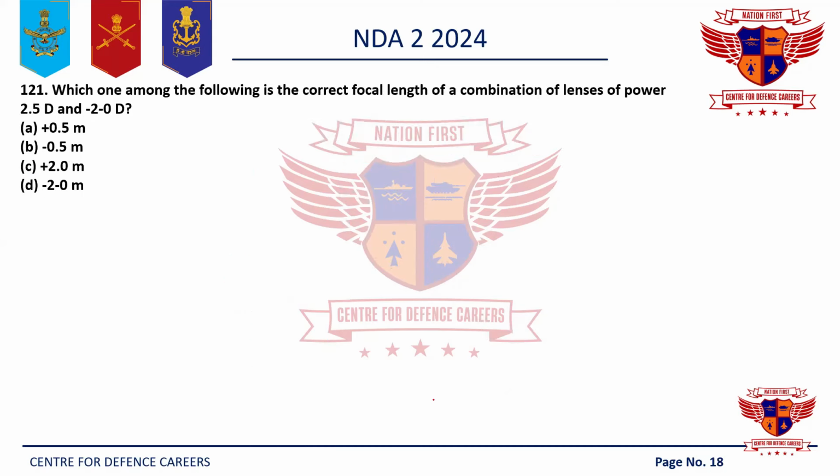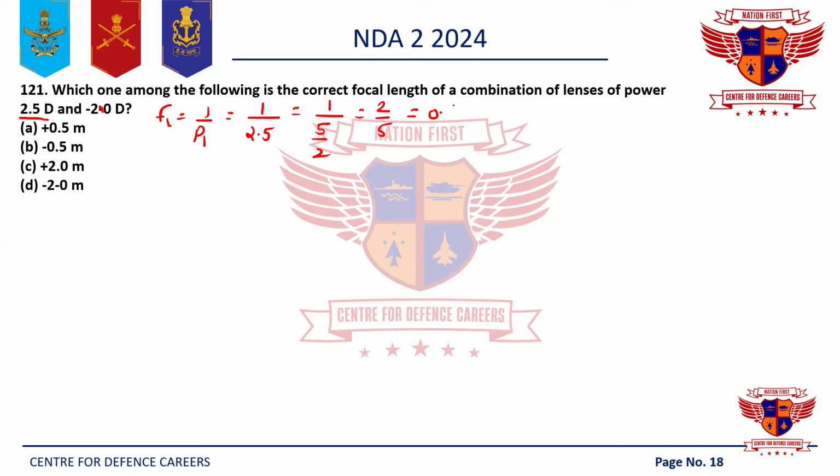We have, which of the following is the correct focal length for the combination of power lenses, that is plus 2.5 diopter and minus 2 diopter. Okay, so let's find out the power for the first lens. Let's find out the focal length. So F1 will be equal to 1 upon P1. That will be equal to 1 upon 2.5. I can write this as 1 upon 5 by 2. Let's write this as 2 by 5.